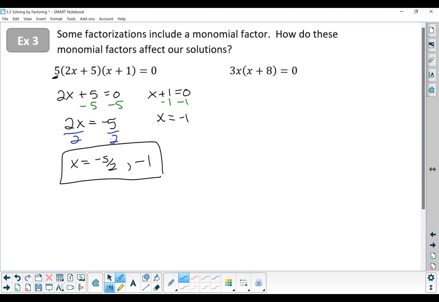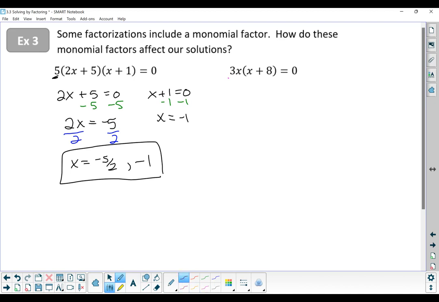This one, I've got a monomial factor of 3x and a binomial factor of x plus 8. The 3, just like the 5 before, could be divided away. It's not necessary to show that division, but if you wanted to, you could divide it away. It's not affecting the solutions to the equation at all. The x's are where our answers come from.